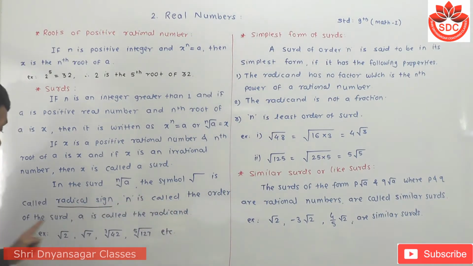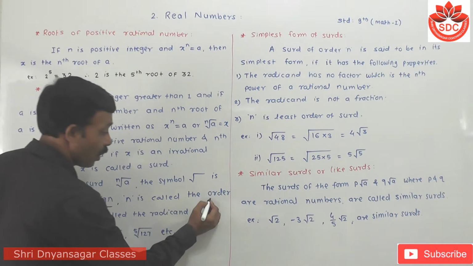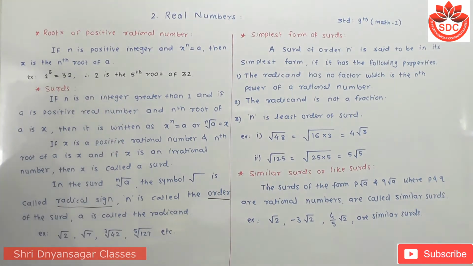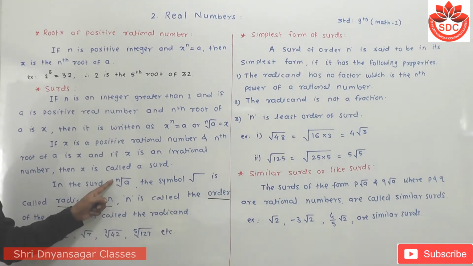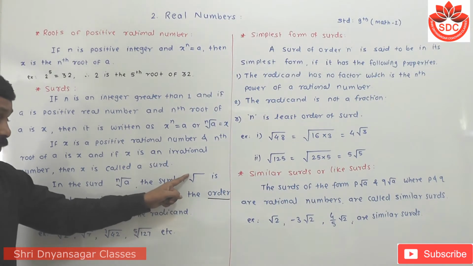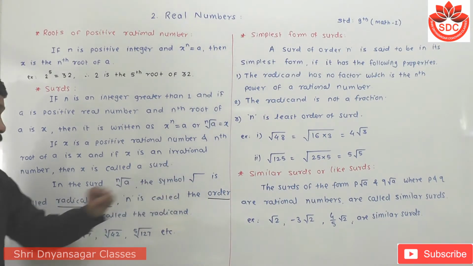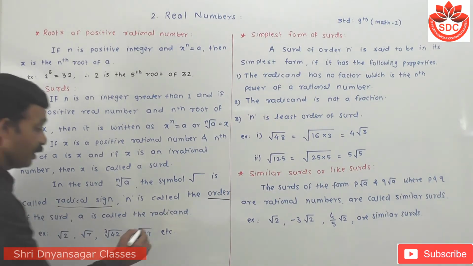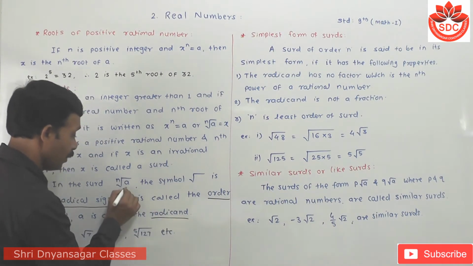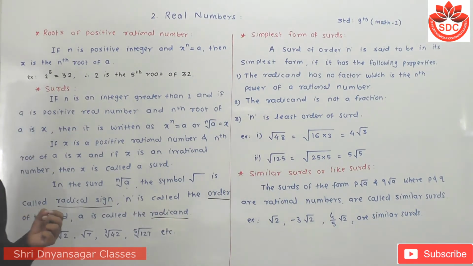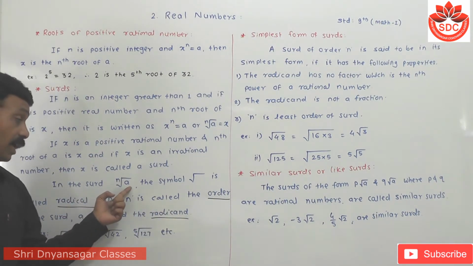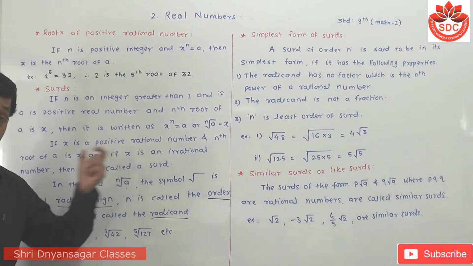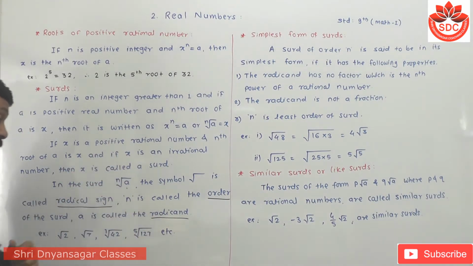n is called the order of the surd. Order म्हणजे त्याची कोटी. Here the order of the surd is 2. Okay, now a is called the radicand. radicand म्हणजे कर्णीस्थ संख्या, म्हणजे या कर्णीमध्ये रॅडिकल साइनमध्ये असणारा नंबर is called the radicand.